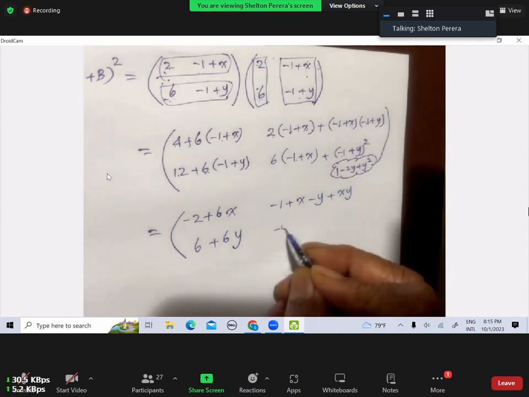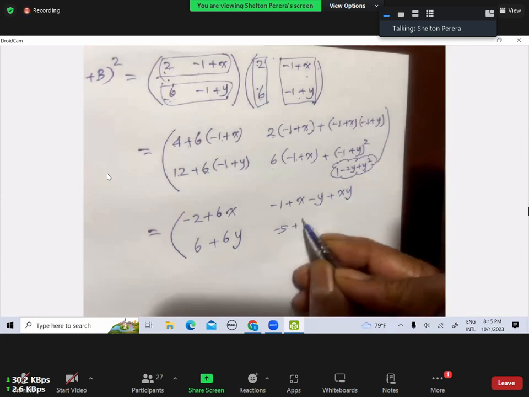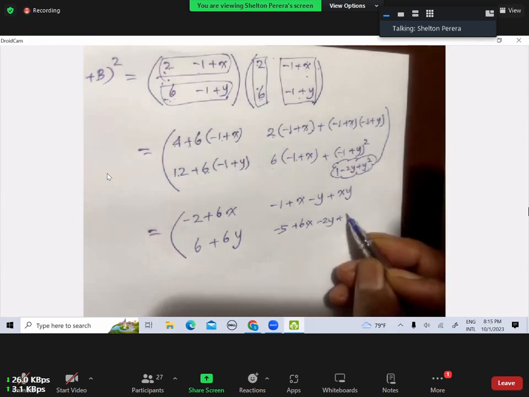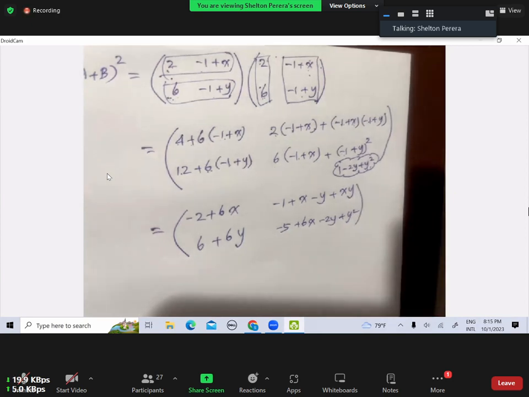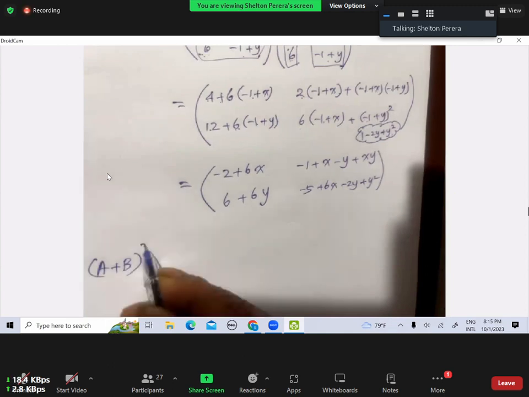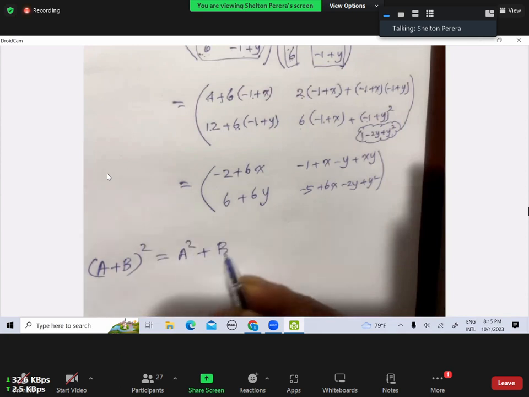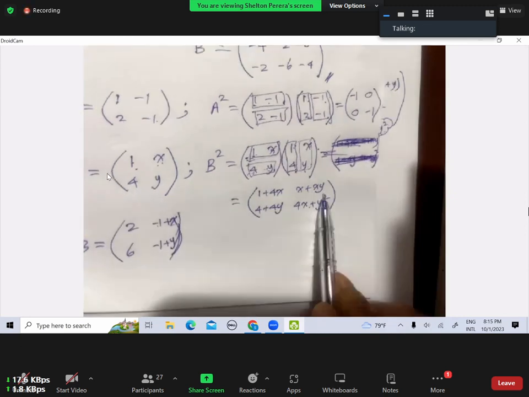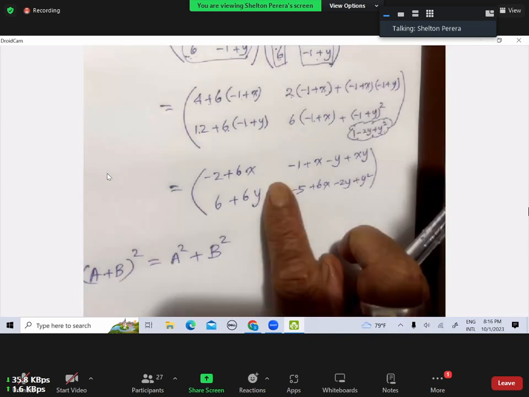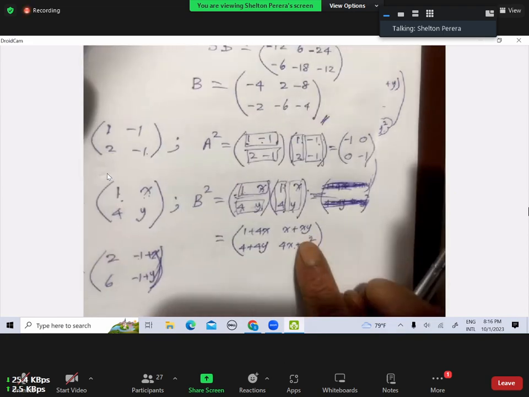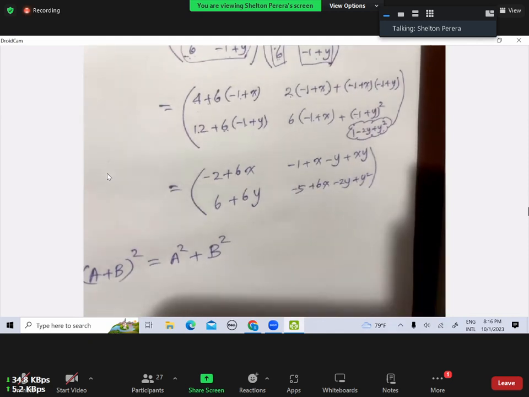So that is a -5, -5, plus 6x here. Multiply this 6x. Then you have -2y here, this -2y, and then you have plus y squared. What we are asked to do is to find x and y such that (a plus b) squared equals a squared plus b squared. So a squared for the given a, found b squared for the given b, (a plus b) squared right there. So we have to substitute for a squared from this and b squared from this to this side, (a plus b) squared there. So even without writing, you can do it.